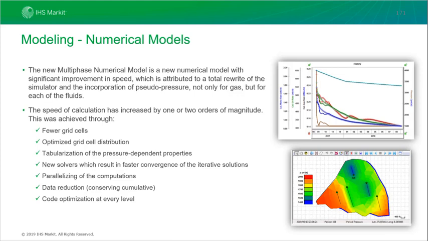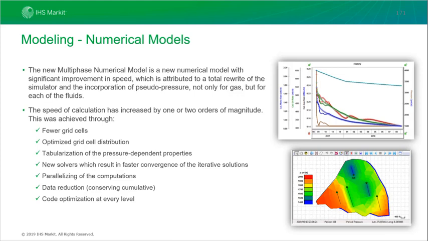The improvement in speed is because of a total rewrite of the simulator and the incorporation of pseudo-pressure. And as I've mentioned before, the pseudo-pressure allows us to account for the changing compressibility and viscosity of fluids with respect to pressure, and not only for gas, but for each of the fluids.